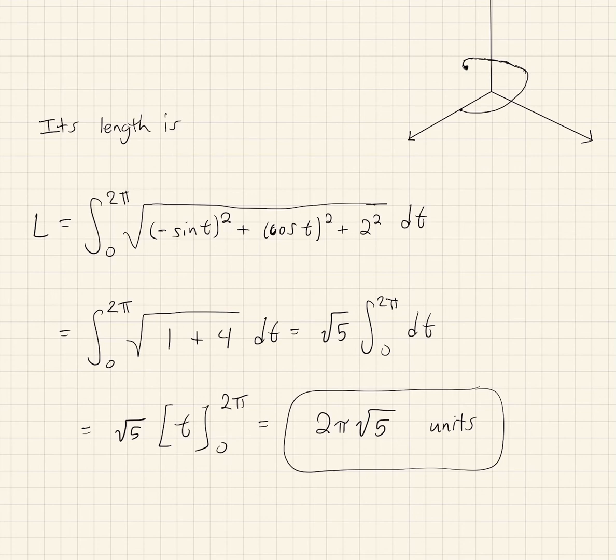And what's interesting is, if we were just to go around the unit circle and not be rising up in the z direction, then of course we'd have done one revolution around the unit circle, and so we would have only gone a distance of 2 pi. So the fact that we were rising up in the z direction, controlled by the 2t k, makes the length increase by a factor of square root of 5. And of course, if you have a helix that's more stretched out, then this would be even bigger.